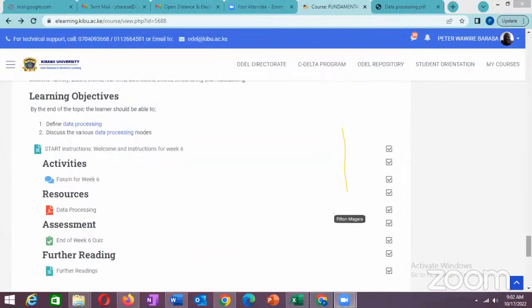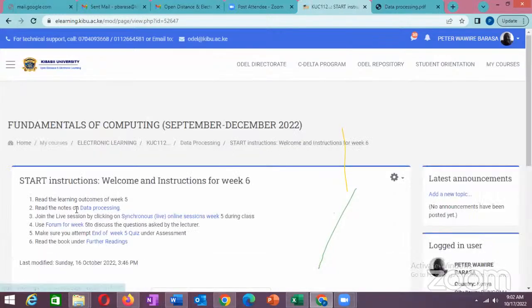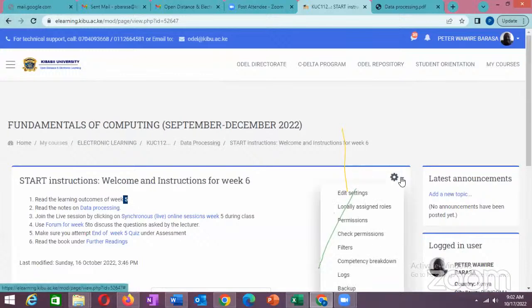Then the other thing before we leave is that when our week starts, kindly read the start instruction for every week. So like for week 6, the instructions are very clear. Read the learning outcomes for the week, it should be week 6, sorry, not week 5. Then read the notes on data processing, join the live stream. So live stream is this particular section, we are having a live stream. Then use the forum for week 6. Then make sure you attempt the end of week 6 quiz. And then I think that one needs to be changed. I'm just changing it right away. It should be week 6, not week 5.